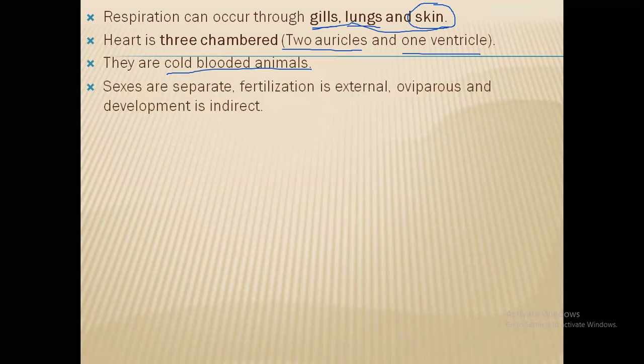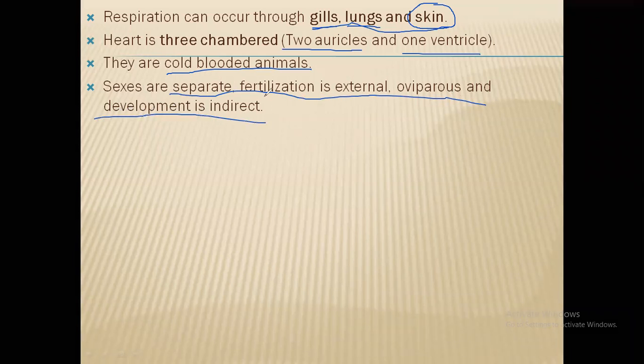Now sexes are separate, fertilization is external, are oviparous and development is indirect. तो ये 4 पॉइंट्स मैंने आपको पहले भी बताया है. सेपरेट मतलब मेल एंड फीमेल विल बी डिफरेंट. फर्टिलाइजेशन इज एक्सटर्नल. हियर द मेल एंड फीमेल गैमेट विल फ्यूज आउटसाइड द बॉडी, नॉट इनसाइड द बॉडी. ठीक है. तो जनरली वाटर बॉडीज में ये लोग करते हैं. द फीमेल विल गो एंड ले द एग्स एंड द मेल विल कम एंड डिपोजिट द sperms over the eggs.